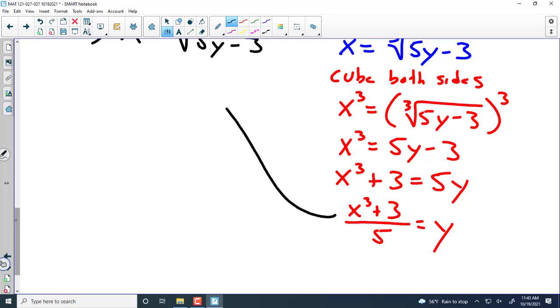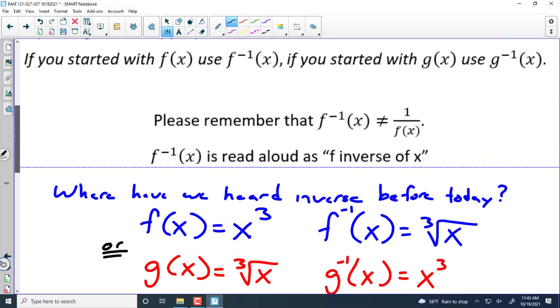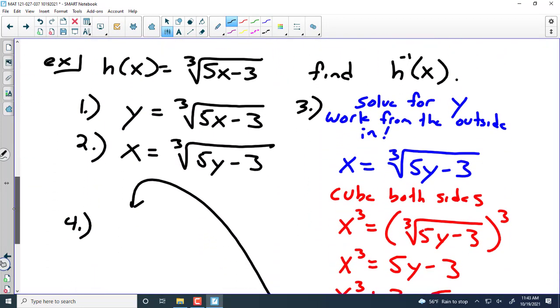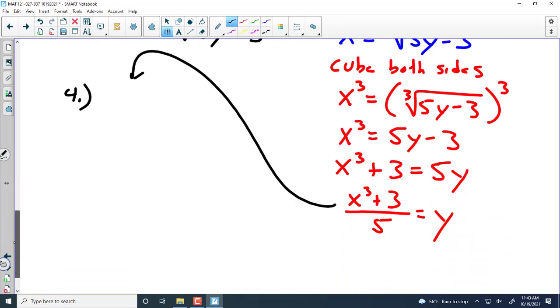Okay. And that was step 3 in the whole process. And step 4 is a fast step, but we do need to remember to do it. Step 4 is to change back to function notation, but use the inverse notation. So what was my original function called? h of x. So my inverse is going to be h inverse of x.